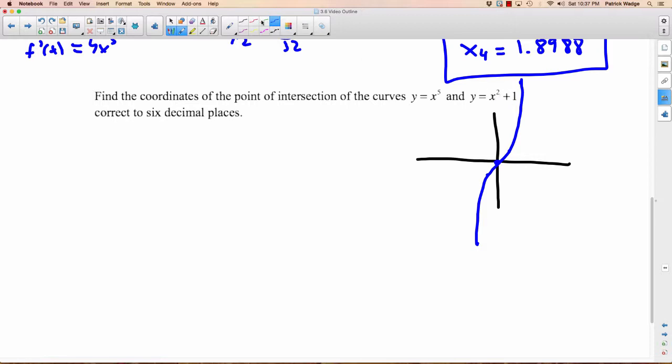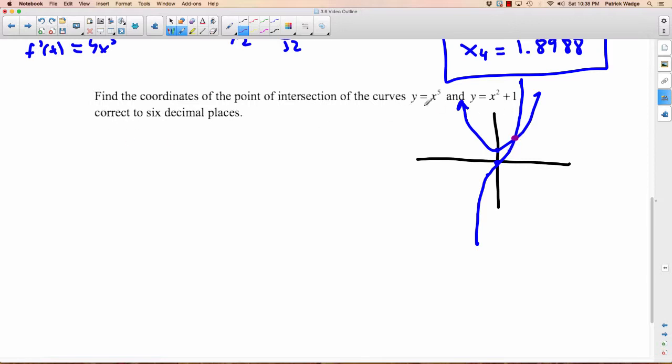Now this graph, I'll also do in blue. This is just a parabola that has its vertex at 0, 1, and it opens upwards. So it goes something like this. So this is the point we want right here. So we want to know where they cross each other.